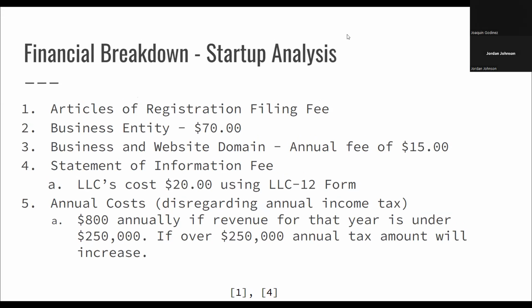The fourth one is the statement of information fee. Since we will be moving forward as a company as an LLC, this costs $20 using the LLC-12 form. Lastly, we have different annual costs: $800 annually if revenue for that year is under $250,000. If it's over this amount, the annual tax will increase.